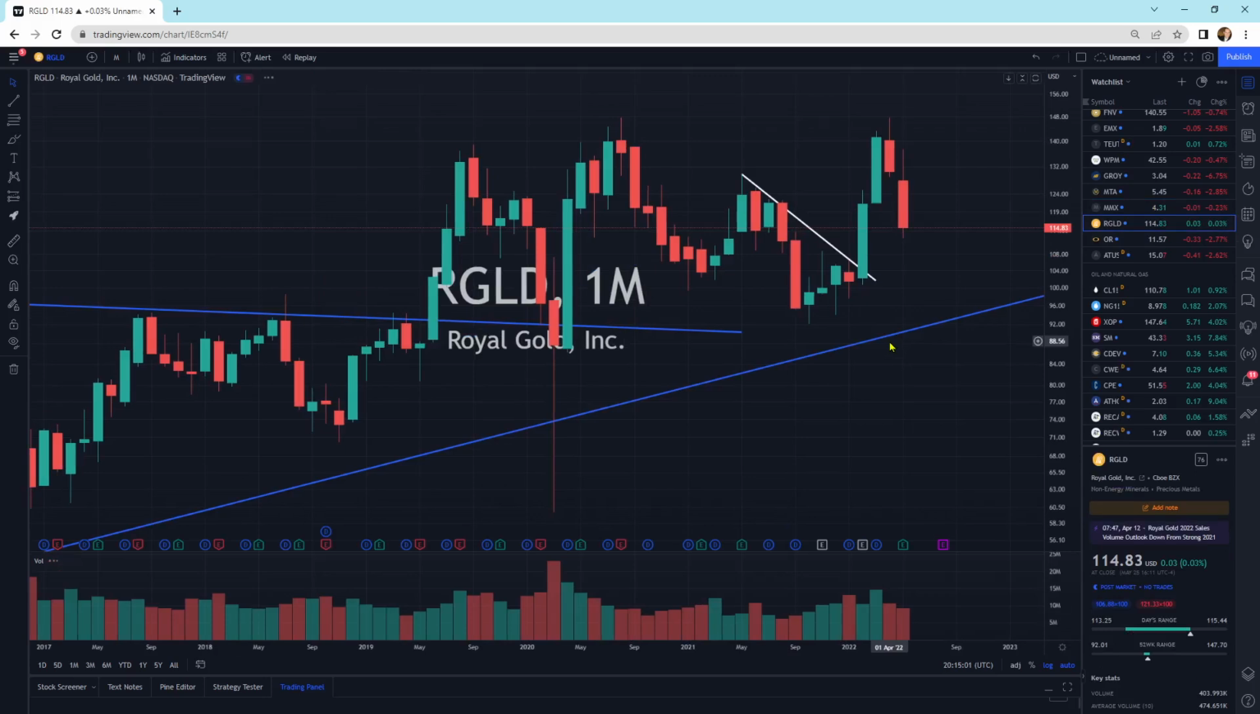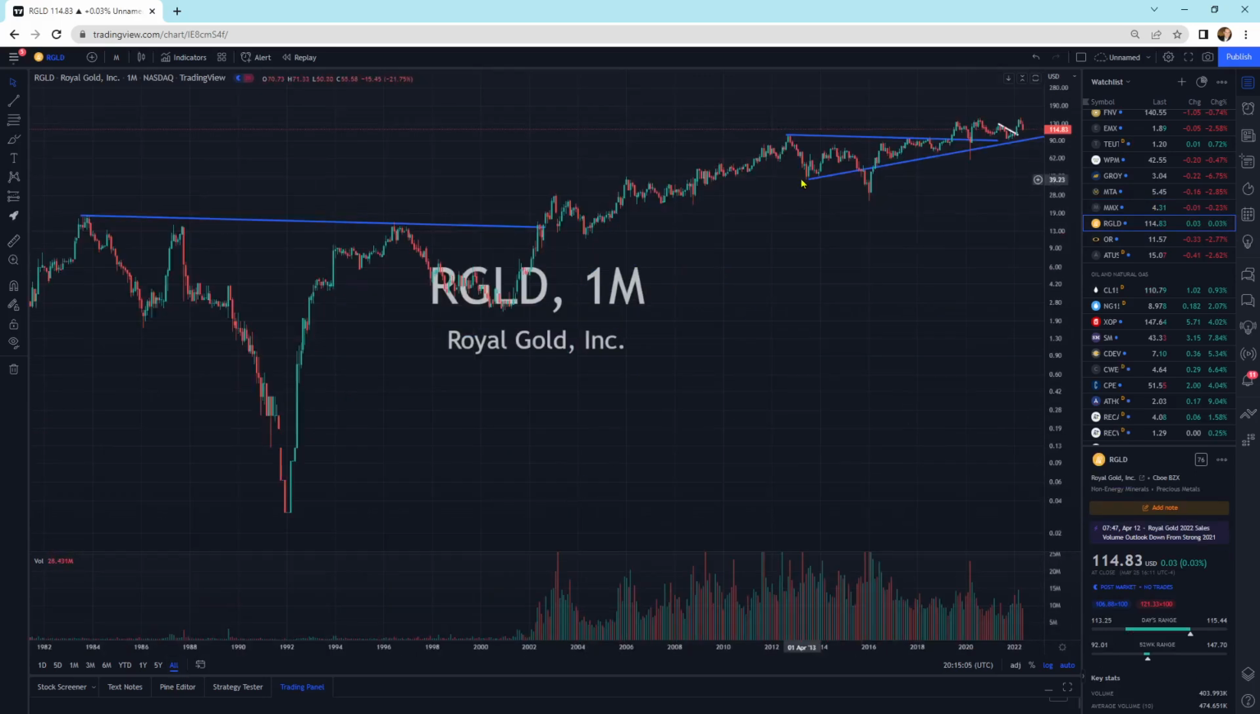Royal Gold, RGLD. This guy's just in one large uptrend. Can extend that all the way back, basically, and it's in a big uptrend, continuing to go in an uptrend fashion. This is a reverse head and shoulders, probably one of the biggest ones I've ever seen. Then you break it and it just keeps rolling higher.